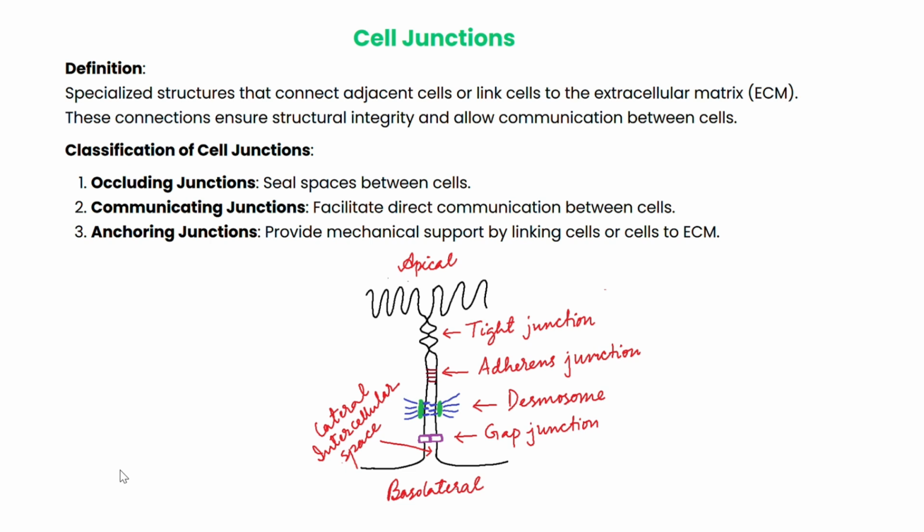They are classified into three types. First one is occluding junctions, which act as barriers between cells. Second one is communicating junctions, which allow cells to exchange information. Third one is anchoring junctions, which give structural support. We will now explore each type in detail.